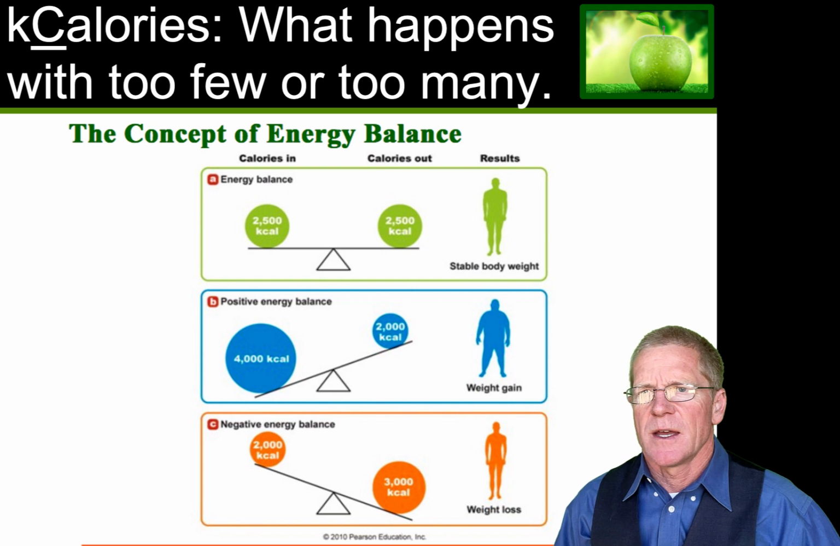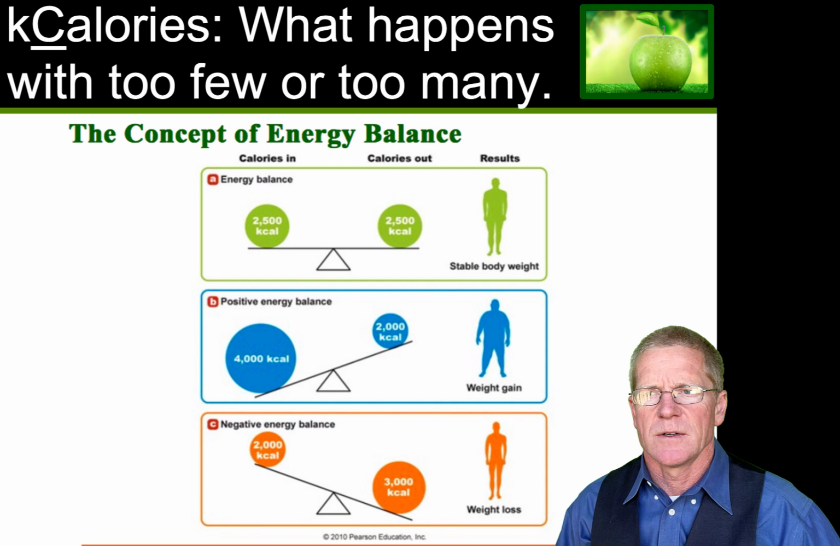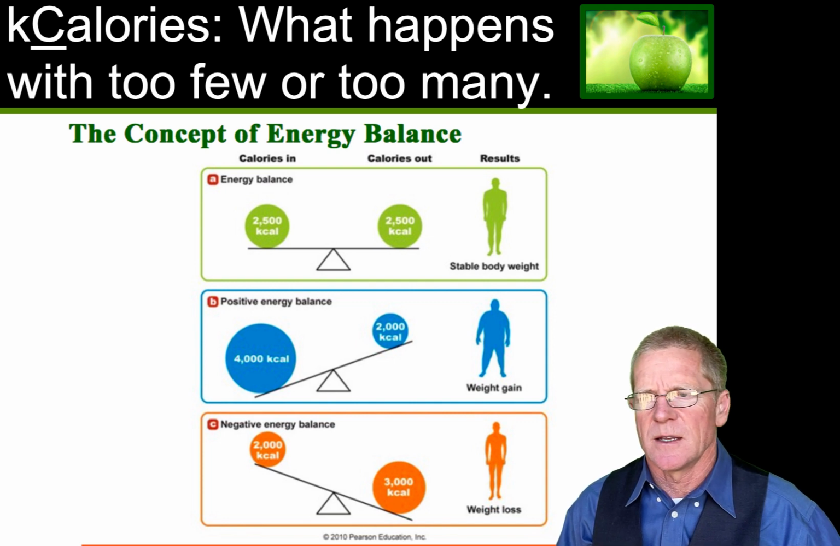So you can see how that is illustrated here. At the top, stable body weight indicates that a person is ingesting the correct number of calories for the output of calories. On the other hand, if somebody is eating too many calories and burning too few calories, inevitably there will be weight gain. And if a person is burning more calories than they are ingesting, there will be inevitable weight loss.